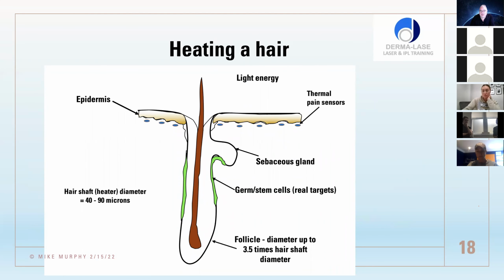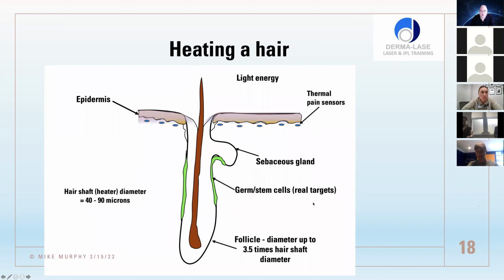So what happens when you heat a hair? Here's a wee cross section of a hair. What we're trying to treat are these guys here, the germ cells, the stem cells, the green stuff here, because they're the cells that generate the anagen phase of the follicle. Unfortunately, we can't target those cells directly. There's no chromophore in there to target. So we have to use the chromophore in the hair itself, which is the melanin.